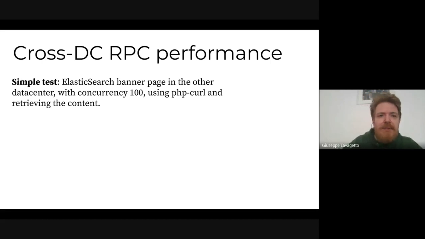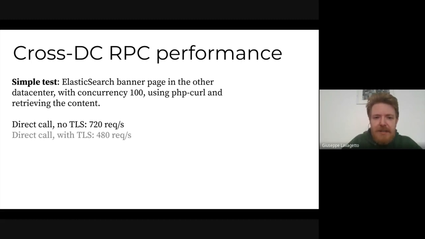In one case, we pointed the script to fetch the data directly from Elasticsearch, but using the HTTP endpoint, so no encryption. We got 720 requests per second of throughput. Then we configured it to connect to Elasticsearch directly, but using TLS, and the performance was severely reduced.